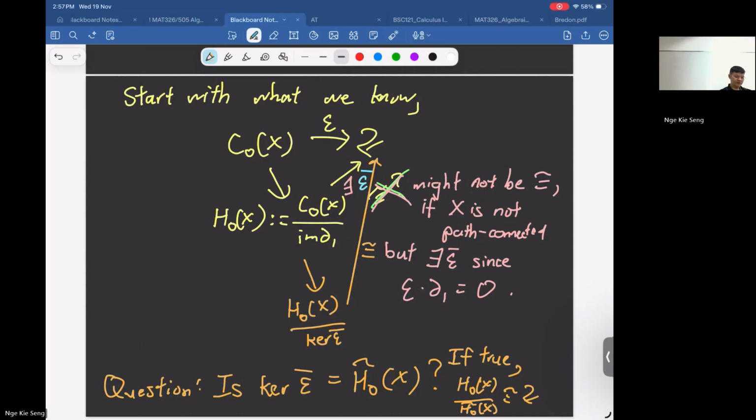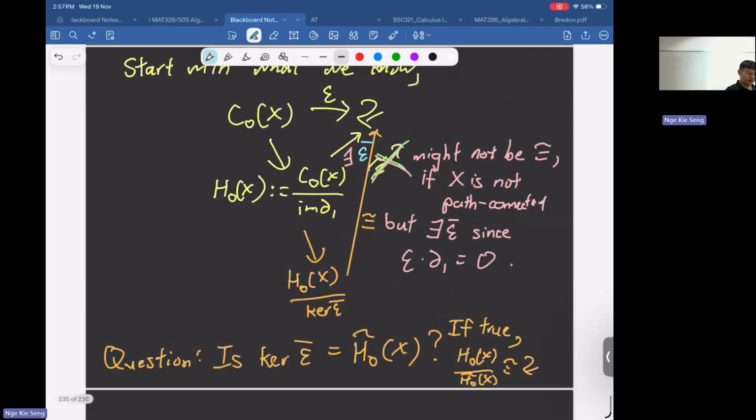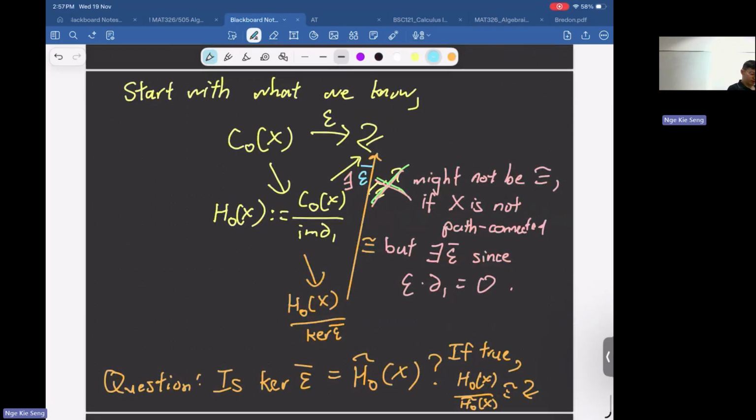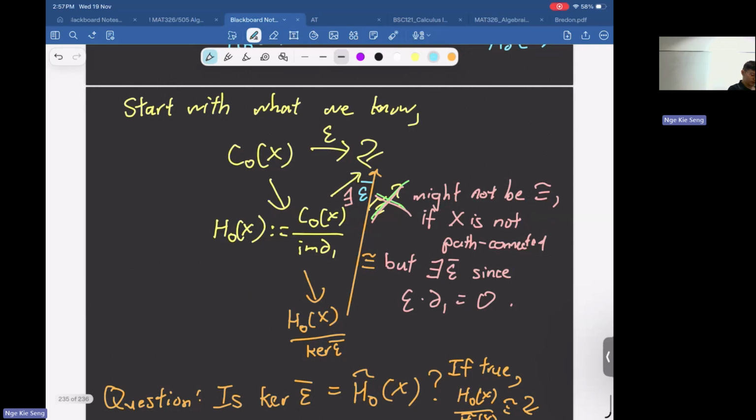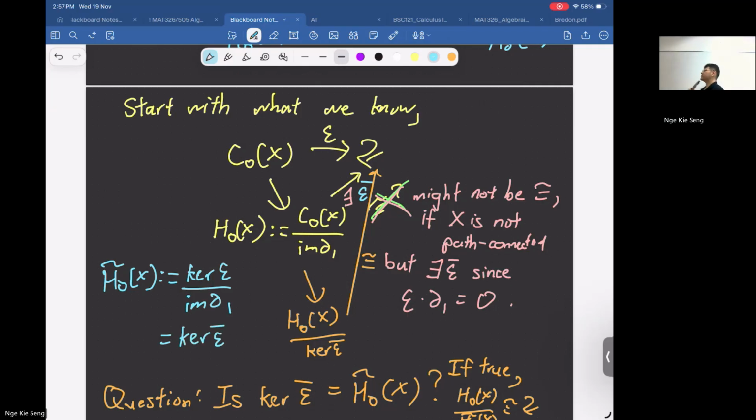Okay. So let's think about it. So is this true or not? Maybe I draw in the same picture so that you can keep seeing this picture. But H naught tilde X, what is it? It is by definition kernel of epsilon over image of del 1. So is this equal to the kernel of epsilon bar? That's true.